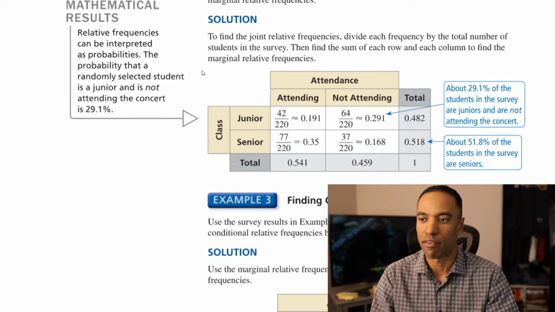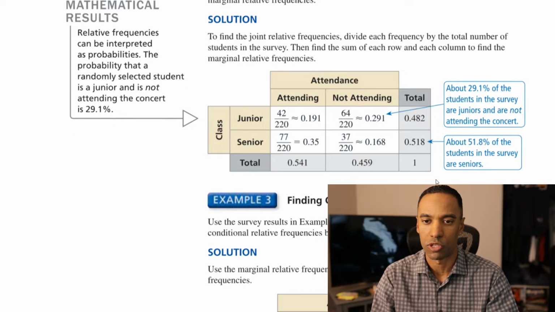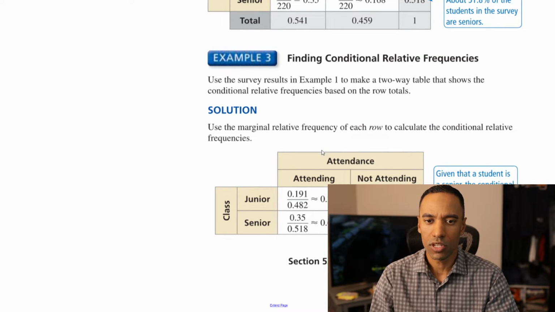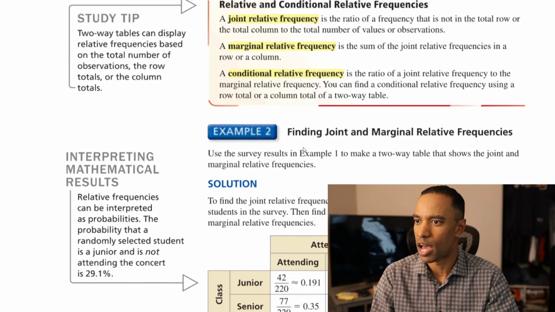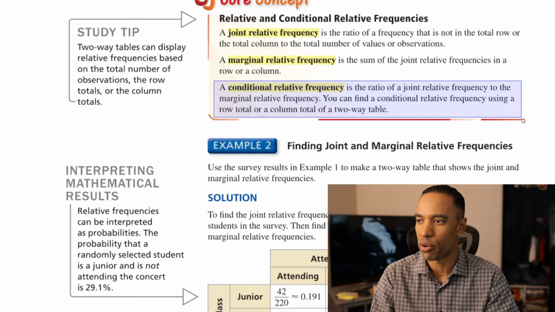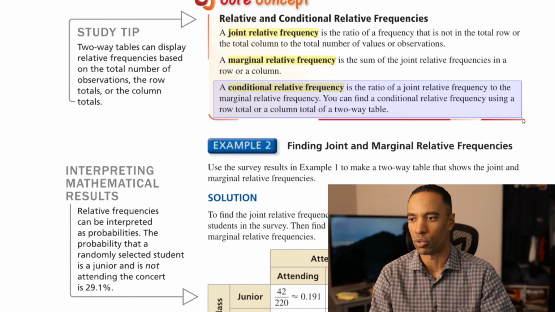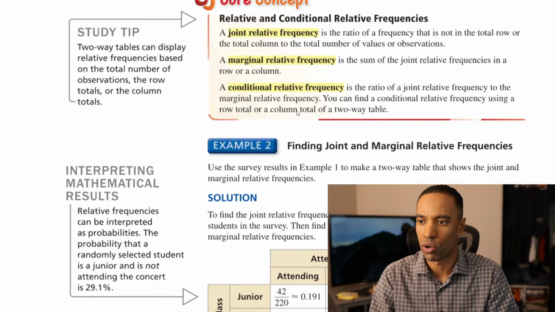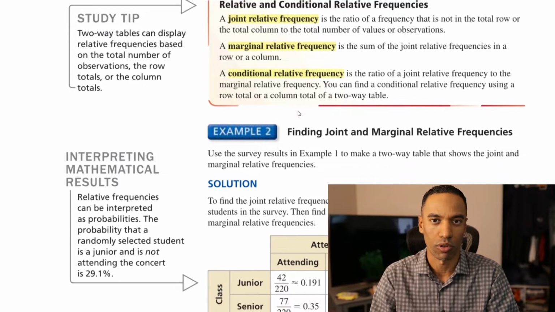So listen, I just said everything for this example that we needed. We're dividing by 220 in that scenario. So I'll just move on from that. Now, there are things called conditional relative frequencies. I don't know if I said that one yet. A conditional relative frequency is the ratio of a joint relative frequency to the marginal relative frequency. You can find conditional relative frequency using a row total or column total of a two-way table.